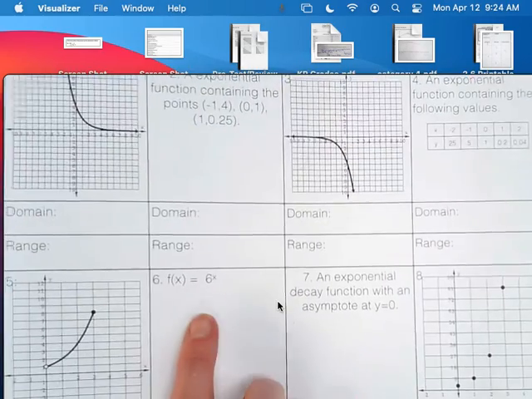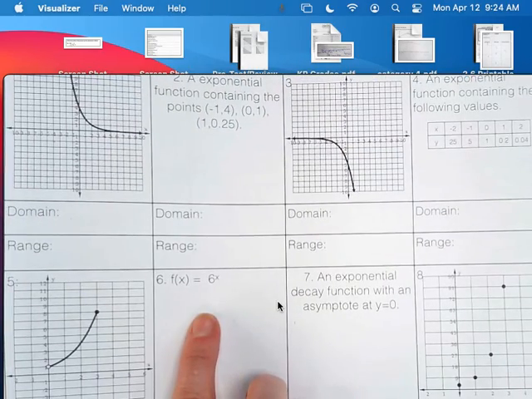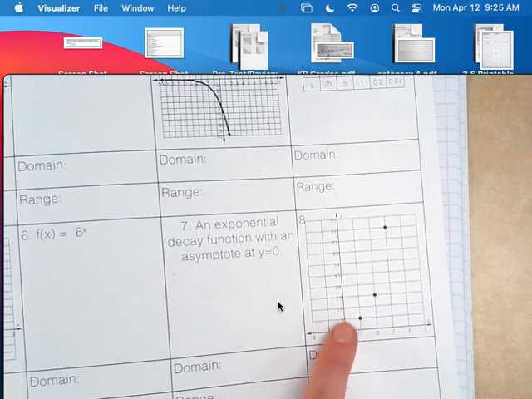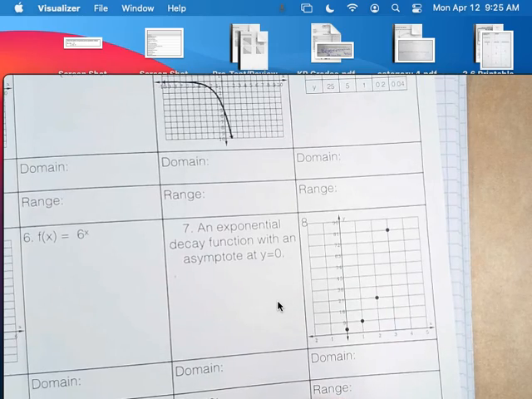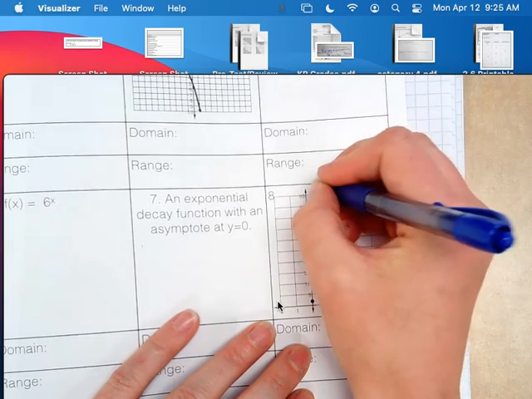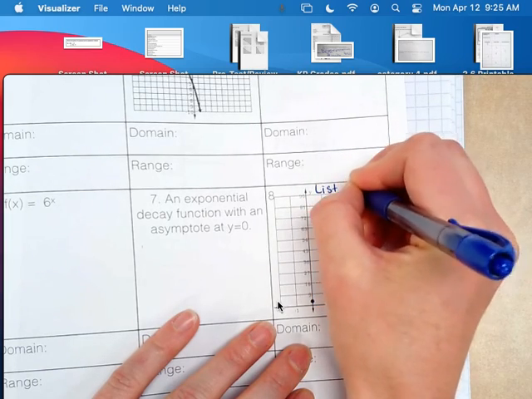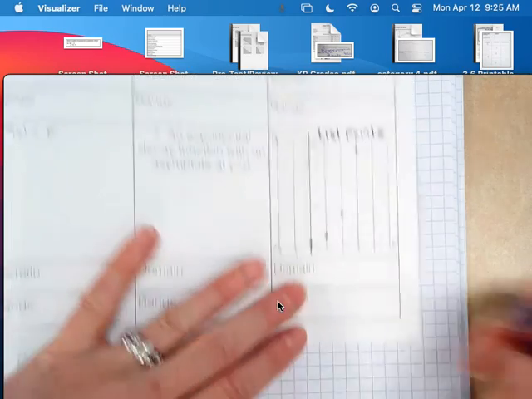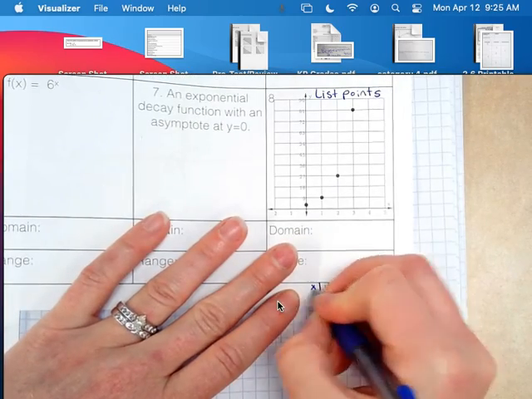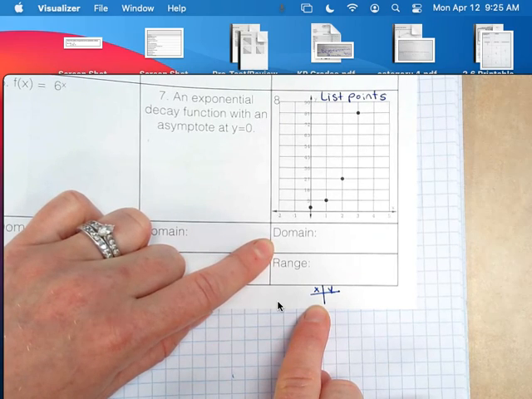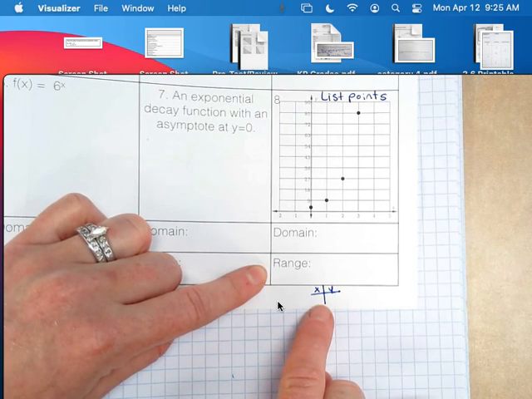And then this one you can graph in the calculator to look at that. This one is discrete. Discrete means you just have individual points that are not connected. So you're just going to list the points, and it's not an inequality. So you'll do your x and y, and then your domain would be a list of your x values, and range would be a list of your y values.